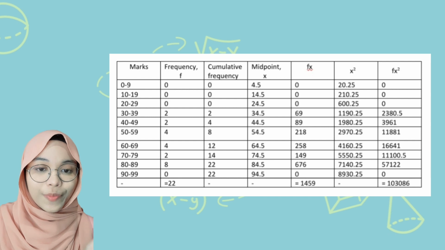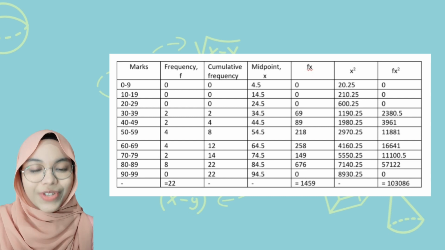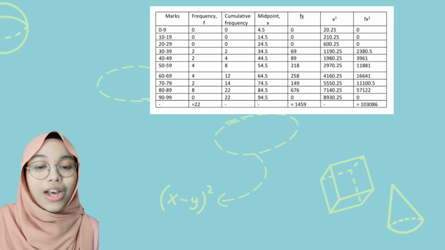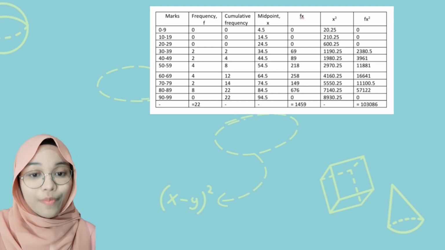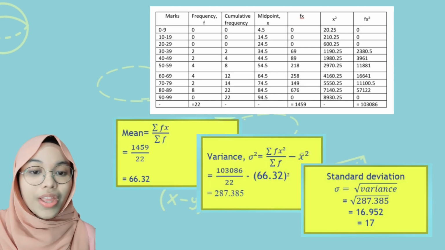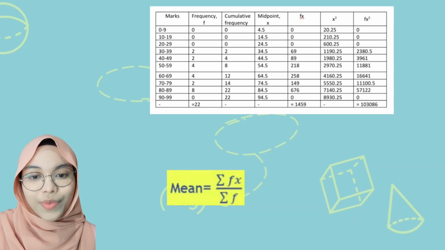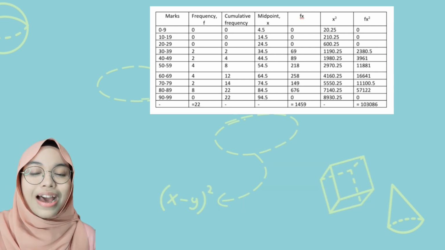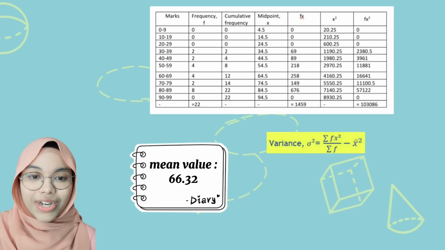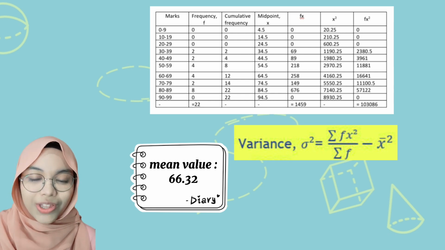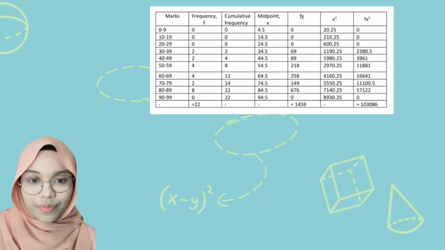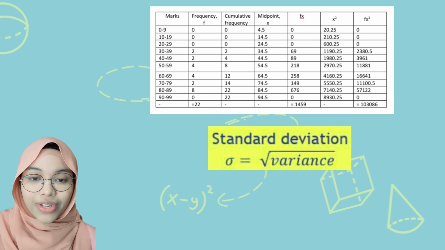Further, from the information we found from a distributed Google Form, we have combined our knowledge in the subject of mathematics in the topic of statistics to create this frequency table data. By using the formula and information from the frequency table, we have managed to obtain the value for mean, variance, and standard deviation. After entering the data into the existing formula, the value obtained for the mean is 66.32. Moreover, after getting the mean value, we can find the variance value by entering the information into the formula. The value for the variance is 287.385.